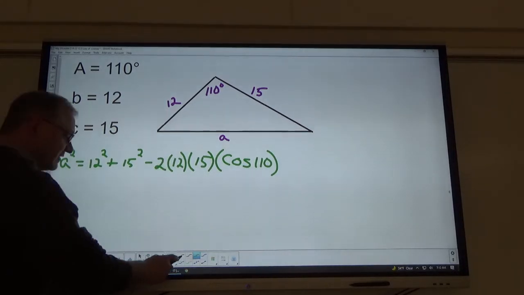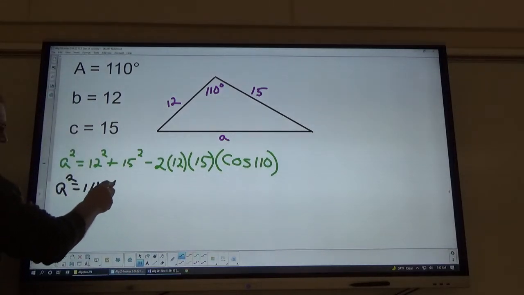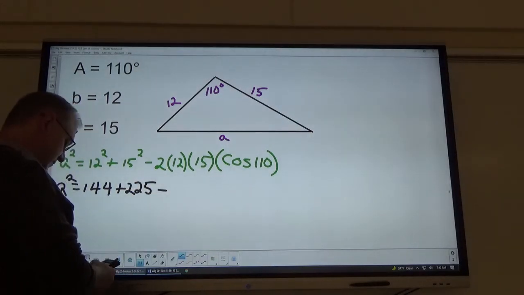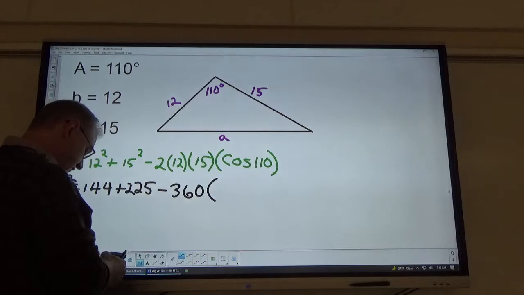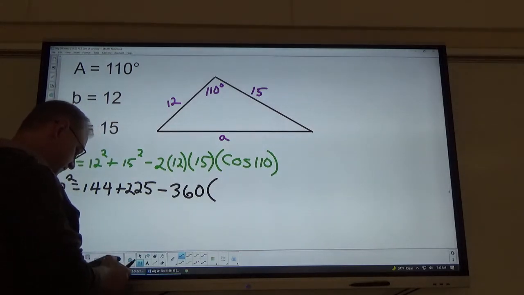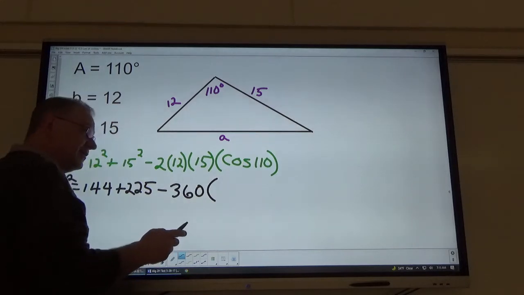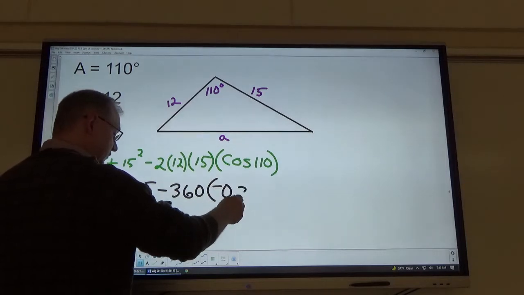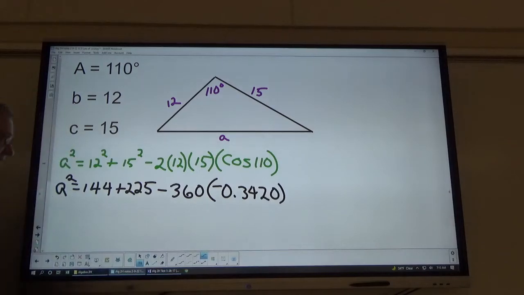All right, so let's do this out. 144, 225, and let's see, 30 times 12 is 360. Now, cosine of 110. Cosine here in the second quadrant is negative, so I get a negative 0.3420. All right, let's continue.